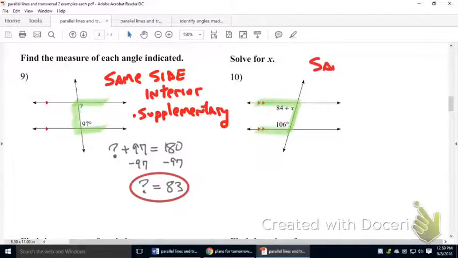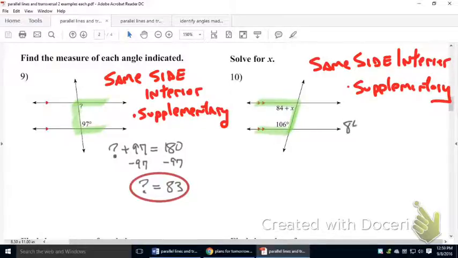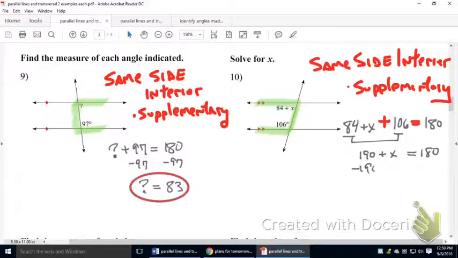Number 10, very similar. Once again, they're same side interior. And because same side interior angles are supplementary, we know that this angle plus this angle has to equal 180. Very important to write that down. From there we solve, we have like terms, isolate the variable, and we end up with negative 10. Now generally we don't like negatives with geometry, but because this is an x, it really doesn't matter. If we plug this back in, it'll totally work out.